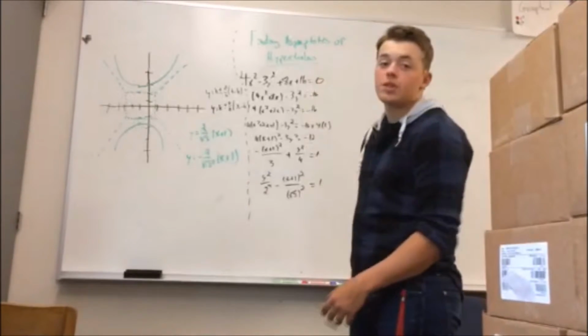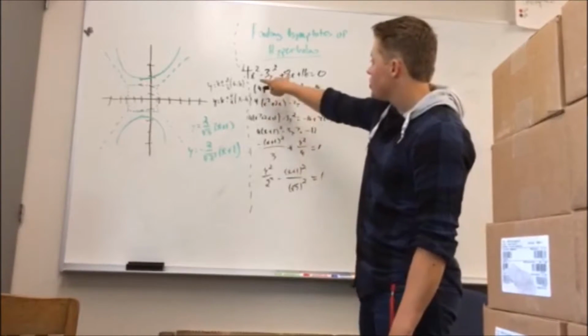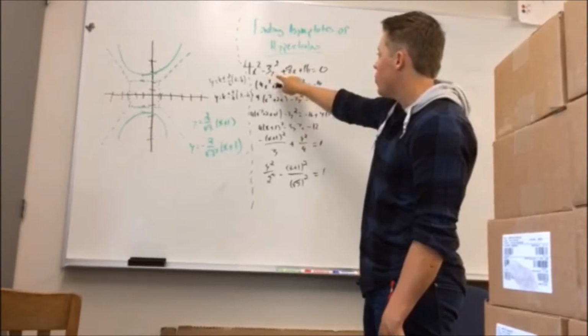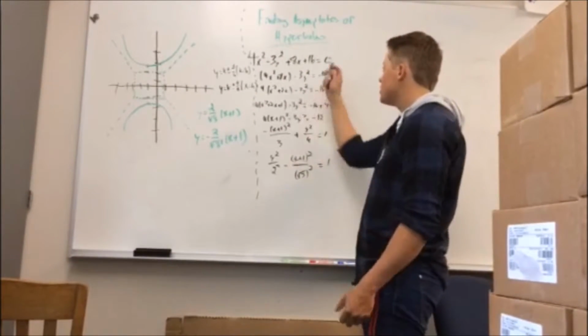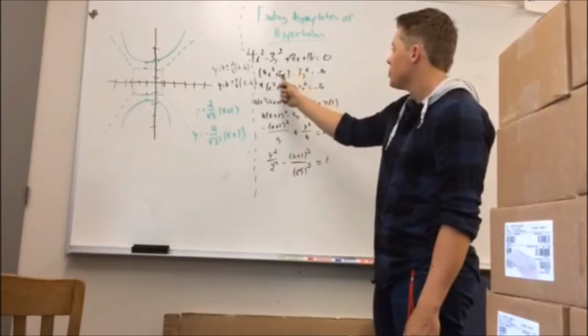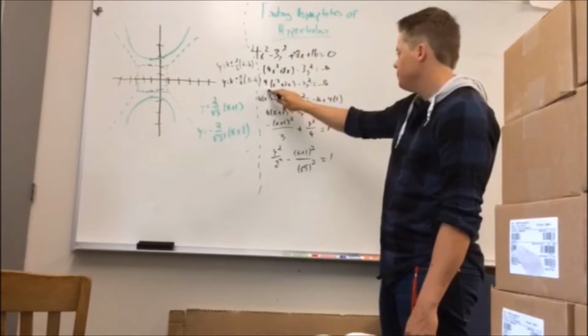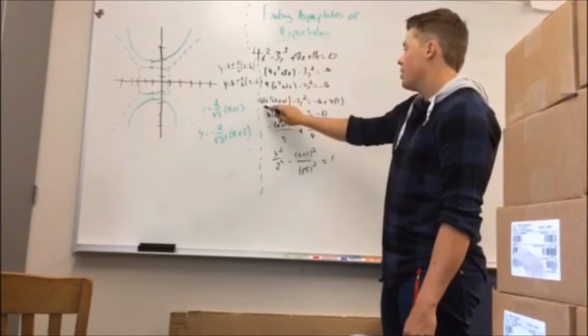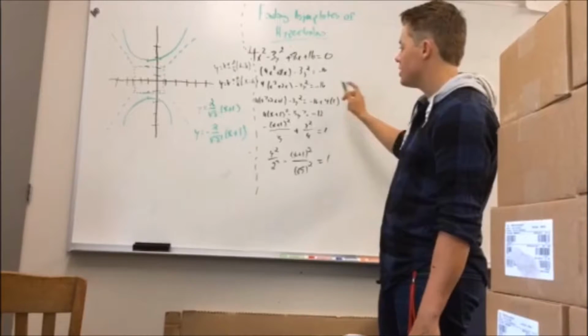Alright, so to continue with our lesson, we're going to be talking about finding asymptotes of hyperbolas. First we're going to start with this equation here, 4x squared minus 3y squared plus 8x plus 16. We're going to use the complete the square method. First you group the two terms, factor out the common factor, and make sure that you factor here, move the 4 over as seen here.